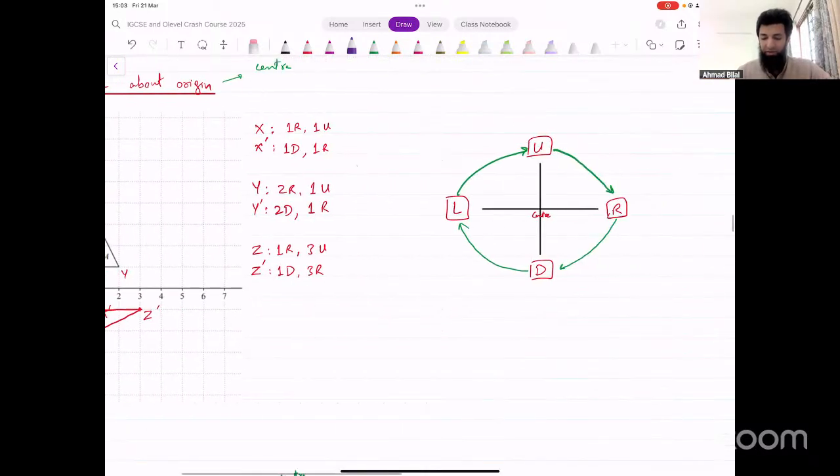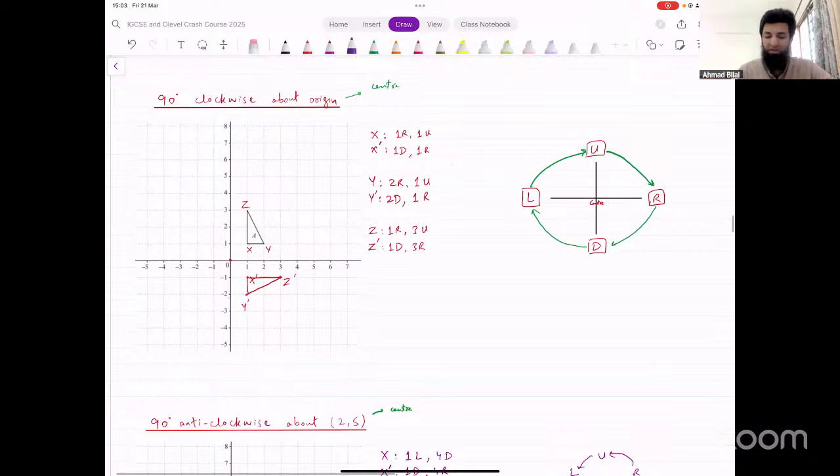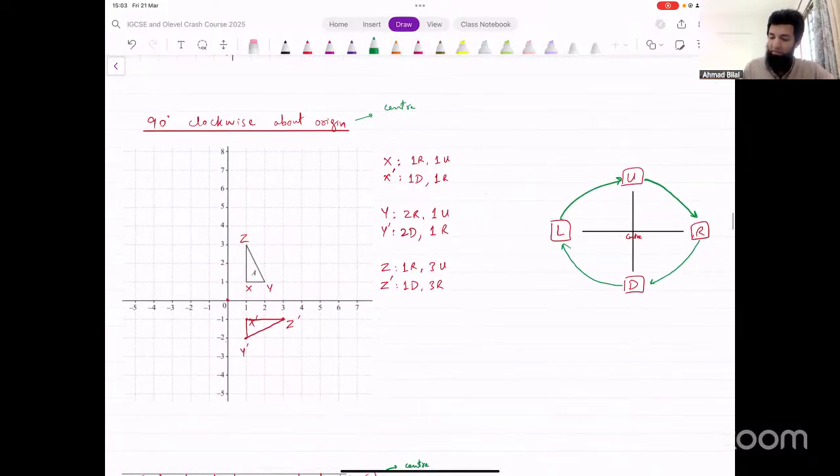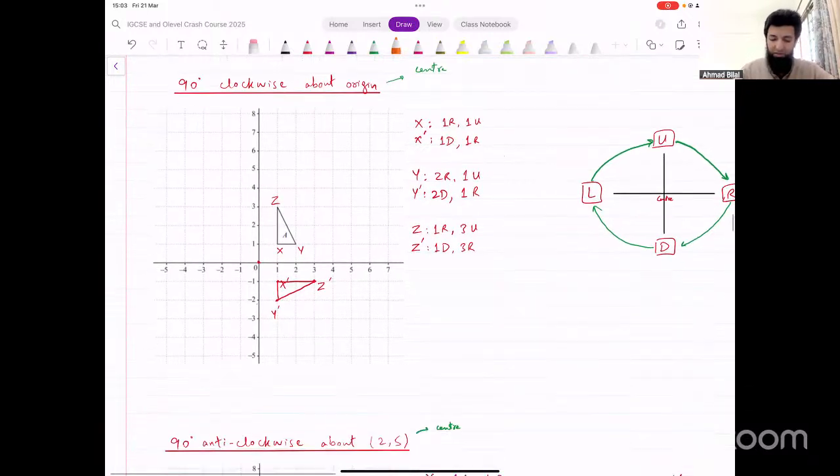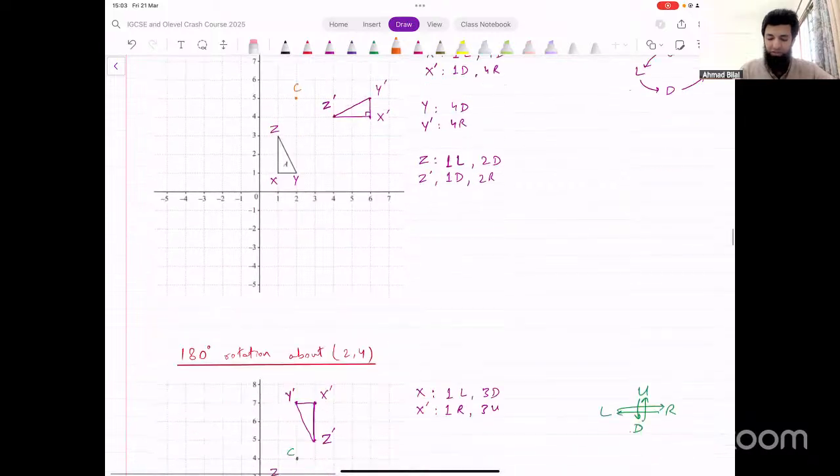And we learned how we could do it using this method that we have, these four directions. If it's 90 degrees clockwise, up goes right, right goes down, down goes left, and left goes up, right? When you do 90 degrees clockwise rotation, in anti-clockwise, it's just the opposite of this, right? We learned how to do these rotations on this diagram.